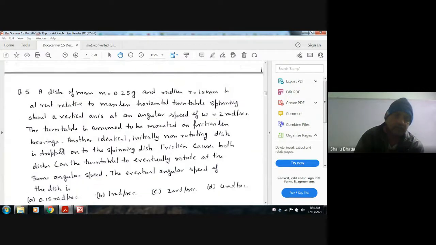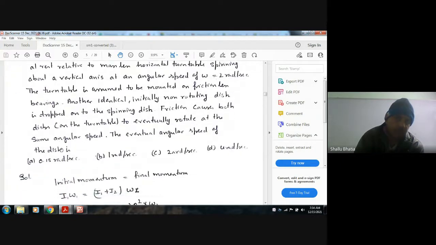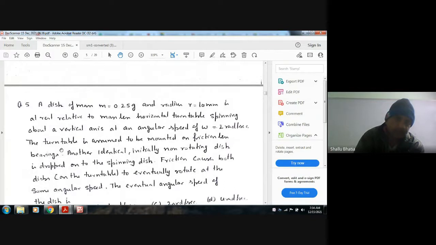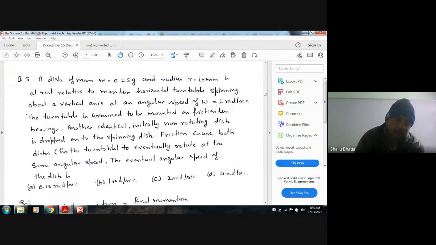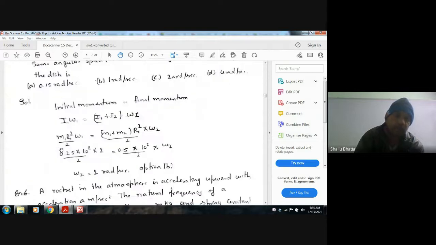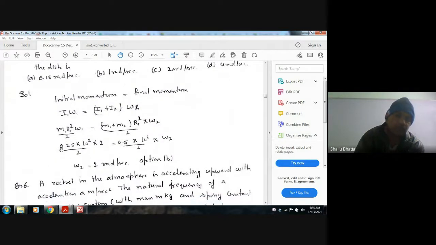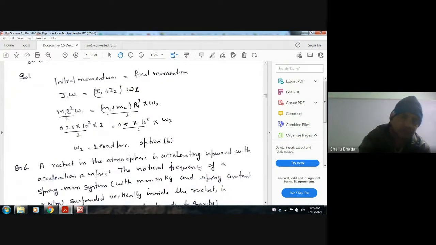Now putting the values, m1 is 0.25, and the other disk is identical, so m2 is also 0.25. So m1 plus m2 will be 0.5, and r1 is the same for both because they are identical. So we get omega 2, that is 1 radian per second.